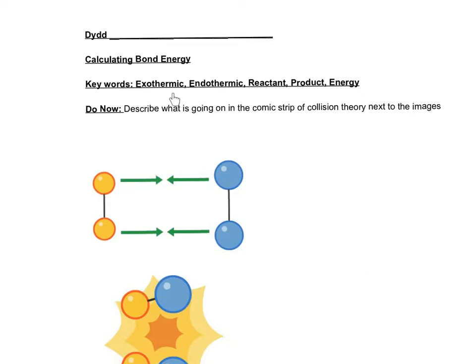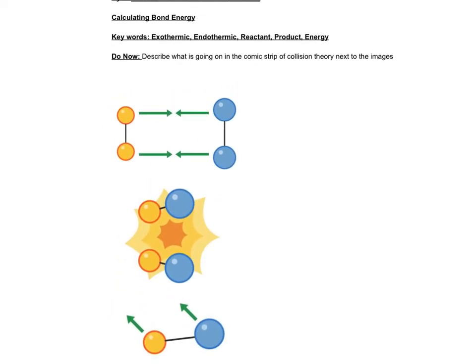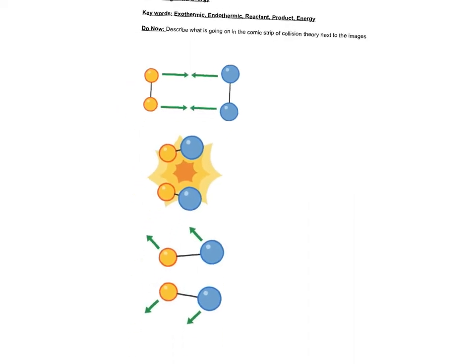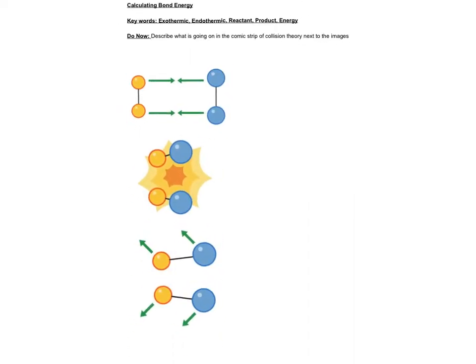Keywords then, remember we need to be using these correctly throughout the lesson. Exothermic, endothermic, reactant, product and energy. And your starter activity is describe what's going on in the comic strip of collision theory next to these images. So what I want you to do is pause the screen wherever you may be and start thinking about what's happening with these images.